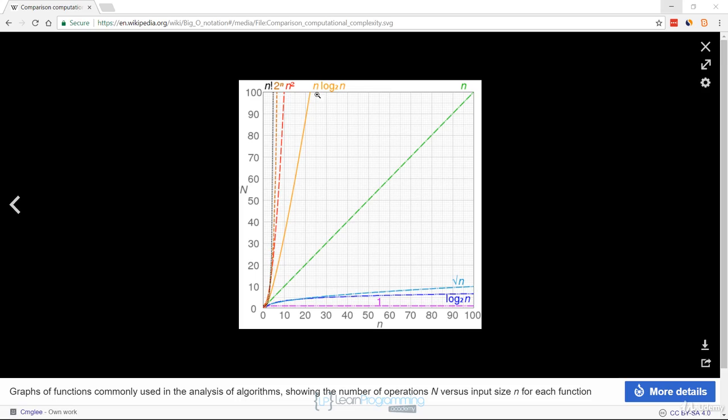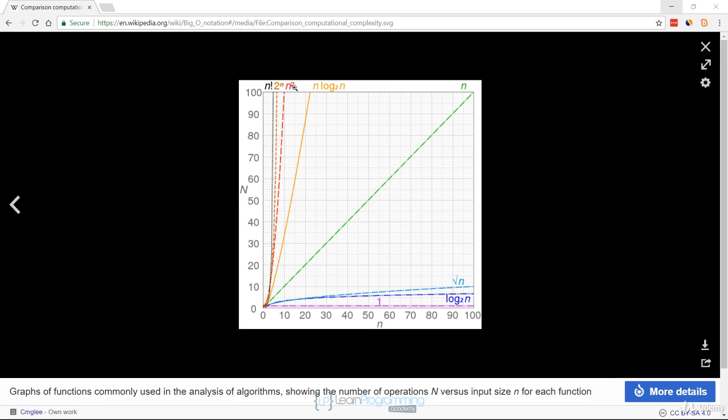Now this orange line is n log to the base 2n. So here we're multiplying log to the base 2n by the number of items. And we're going to see some algorithms that have this time complexity. So this is worse than linear because, as you can see, the number of steps required climbs much more sharply.